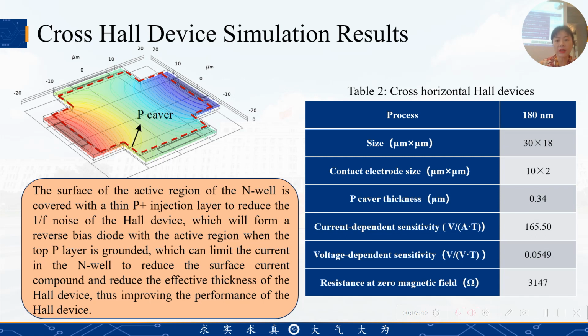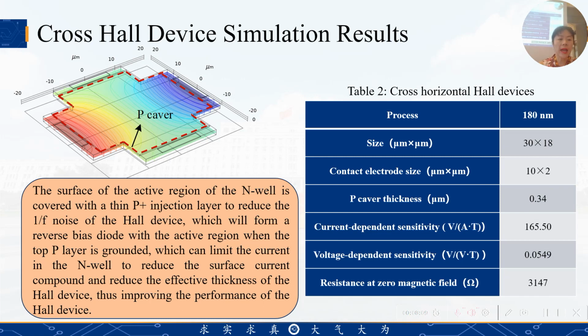For current-dependent sensitivity, we get 165. It's comparably high, and the voltage-dependent sensitivity is 0.05, and the resistance at zero magnetic field is about 3 kilo.